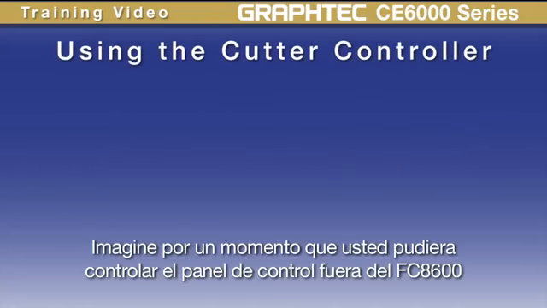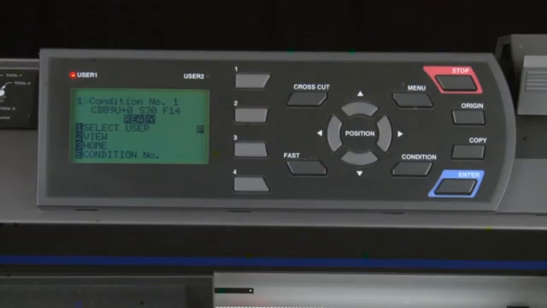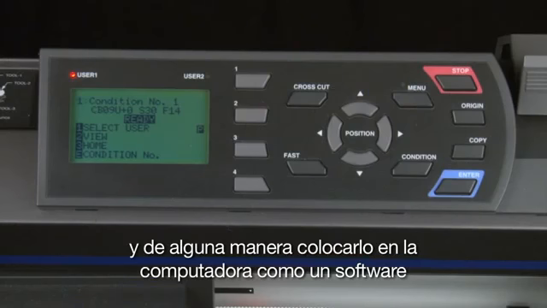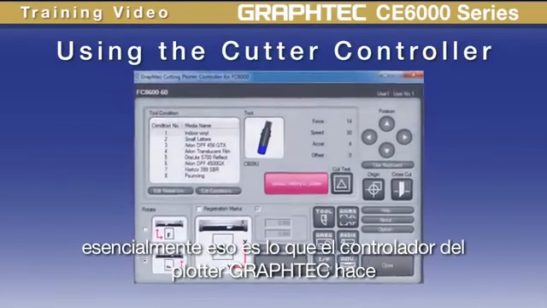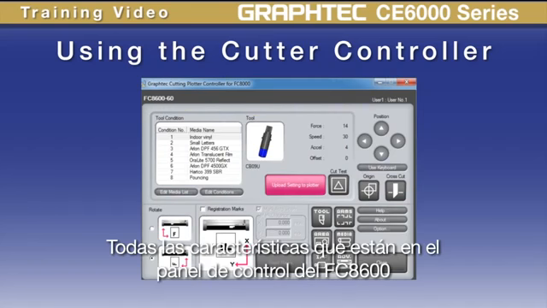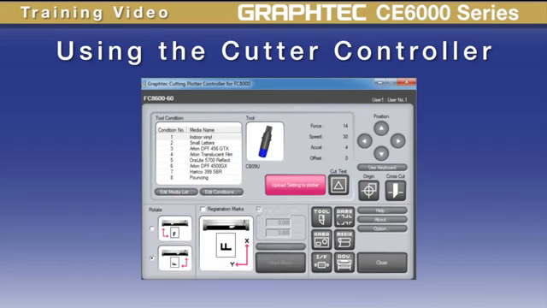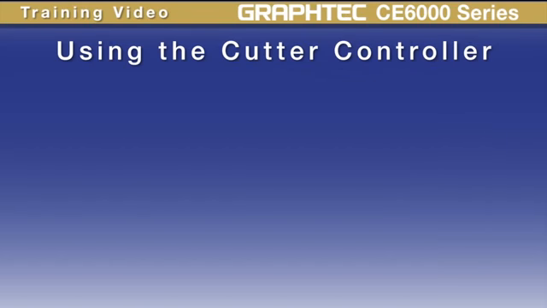Imagine for a moment if you could take your control panel out of your CE6000 cutter and somehow place it into your computer as a software application. Essentially, that is what the GraphTech cutting controller does. All the settings that are within the control panel of your CE6000 can be controlled from this software application. There's some additional benefits to this as well.